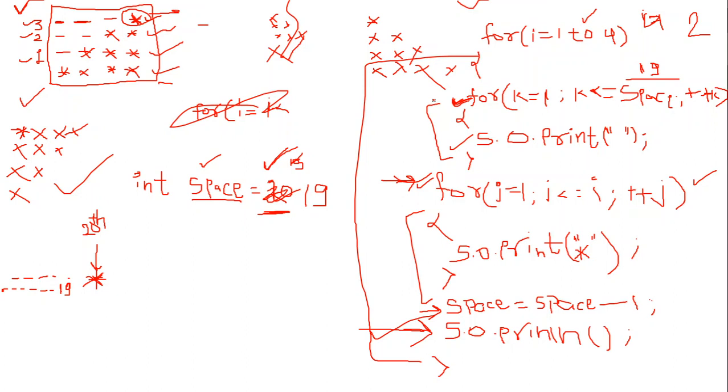After executing 19 times, this will hold, and after that, this for loop will execute. You can see here this for loop will run 2 times because I value is 2. So this will run 2 times and it will print 2 stars. After 19 spaces, our cursor is something here. After that it will print 2 stars. It has printed 2 stars successfully.